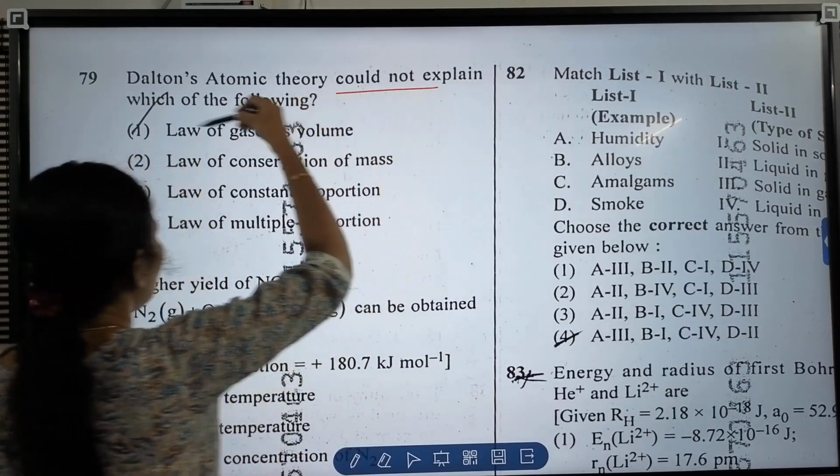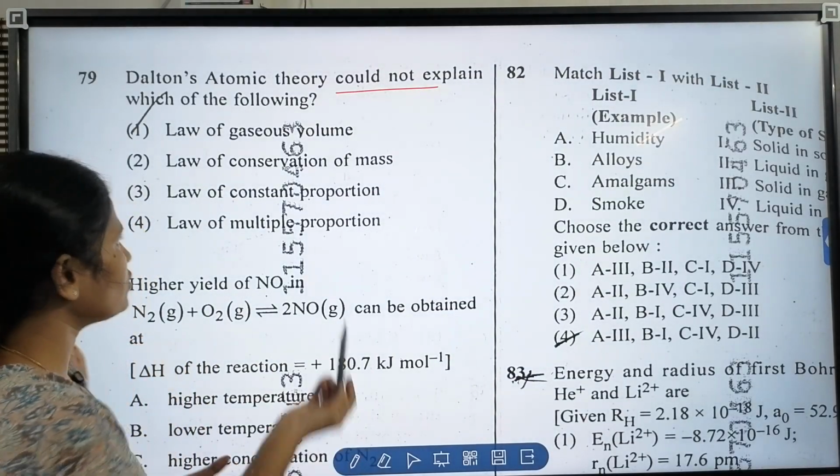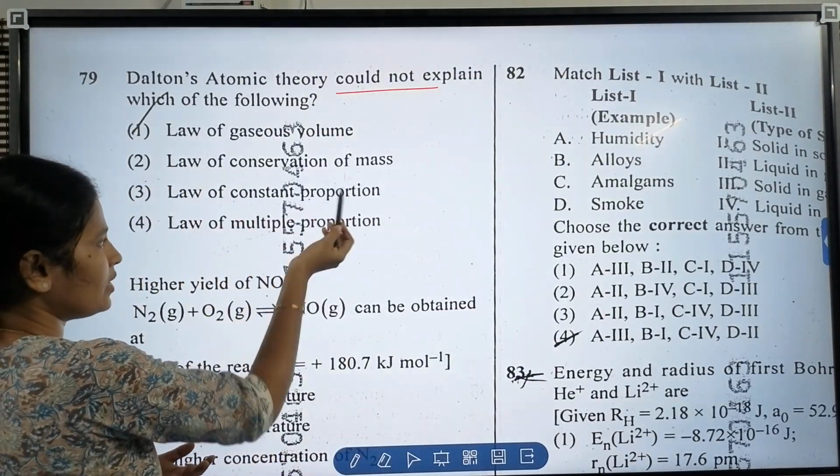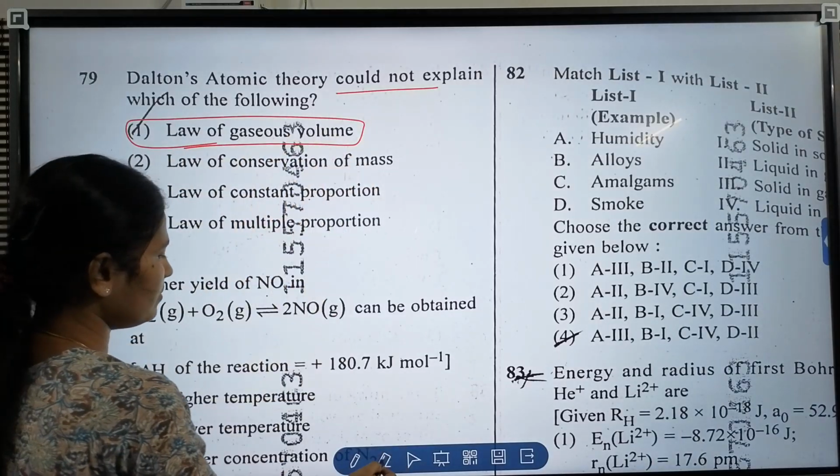Dalton's atomic theory explains how compounds are formed generally. So it follows the law of conservation of mass, constant and multiple proportions. But gaseous volume was not explained. So that is the answer.